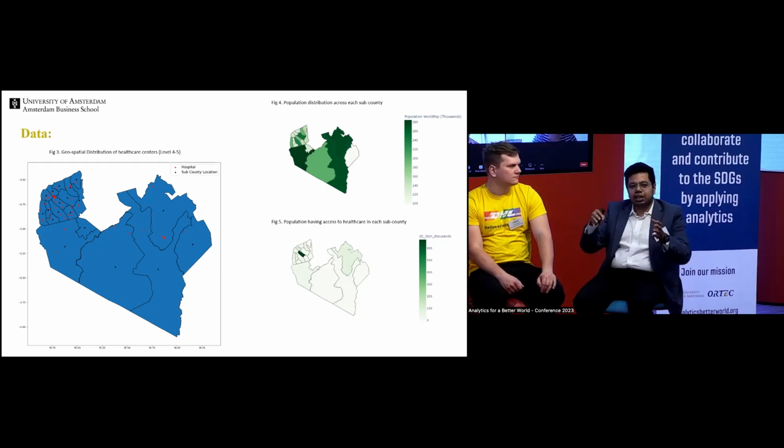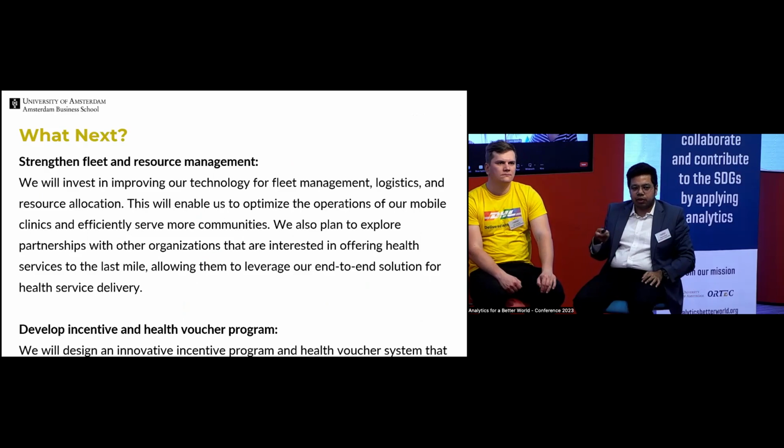So these are the data that we are using as input. And now what we are doing is trying to use these to come up with an optimization model. But what is the next step after the model is something Kitawa will take you through next.